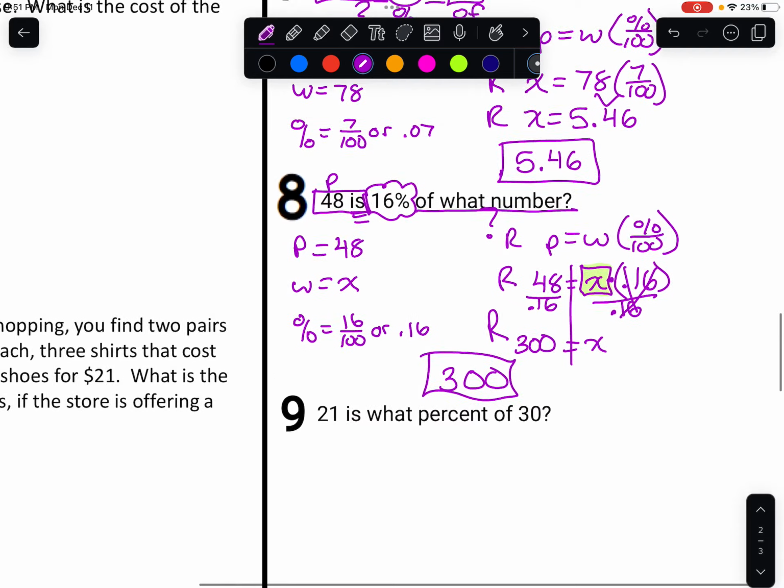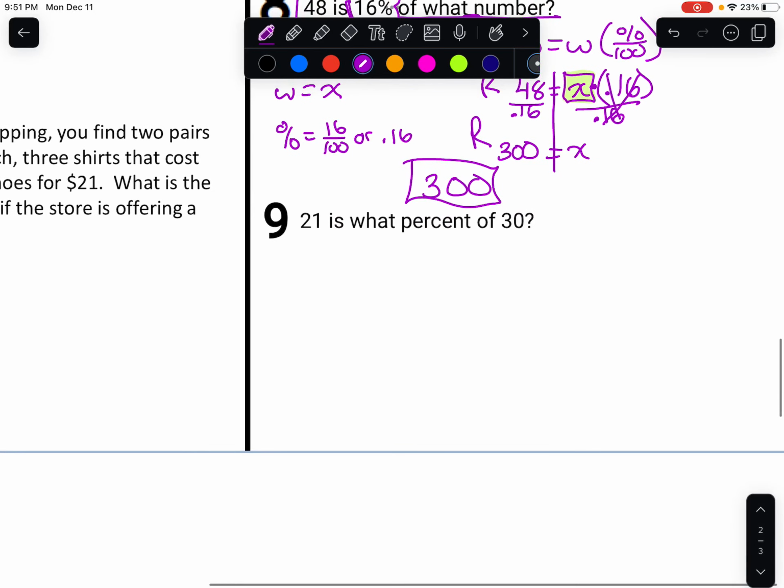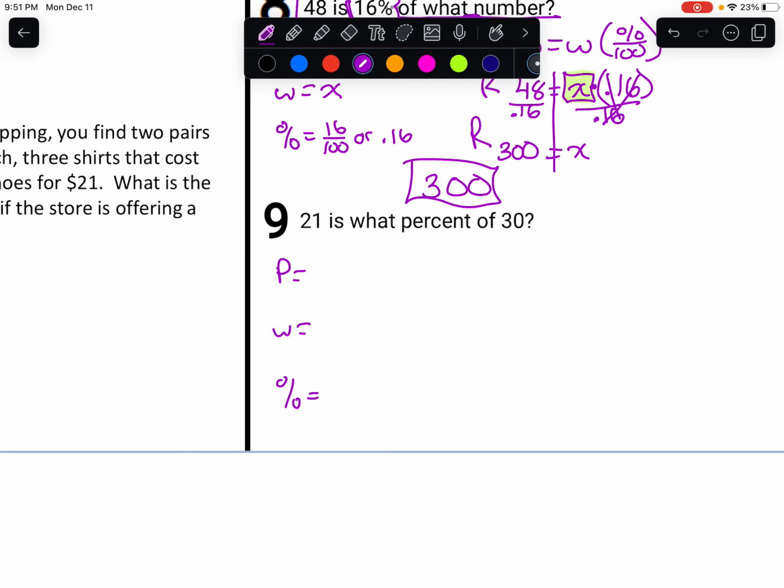All right. Let's try this again. Again, we started with part, whole, percent. It's a great way to start the problems. Trust and believe. 21 is, as soon as you see that, you know that's a part. What percent? Who knows? I don't. We're going to use a variable to represent it. Of 30, that's our whole. Of gives it away. Now we need to rewrite, replace, recalculate.